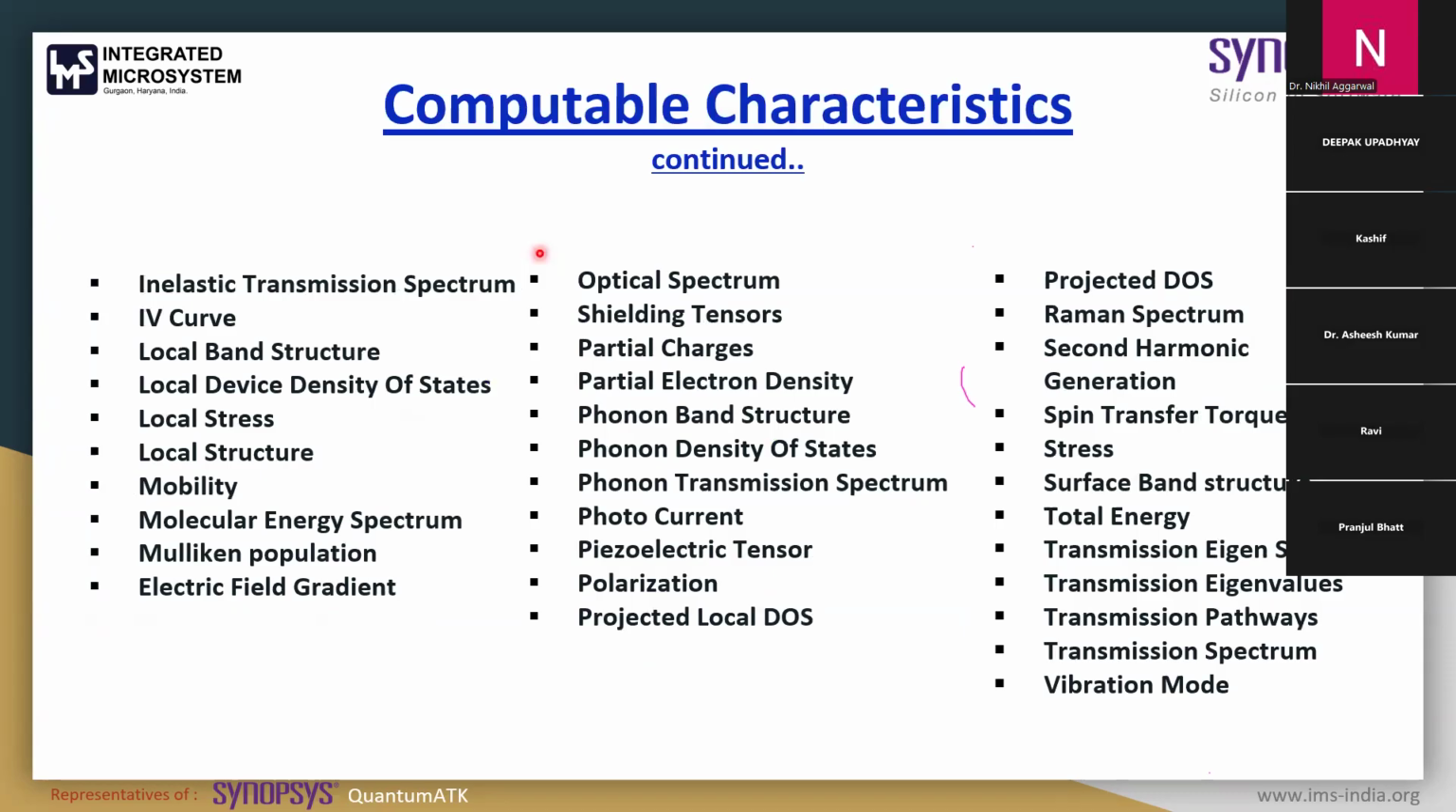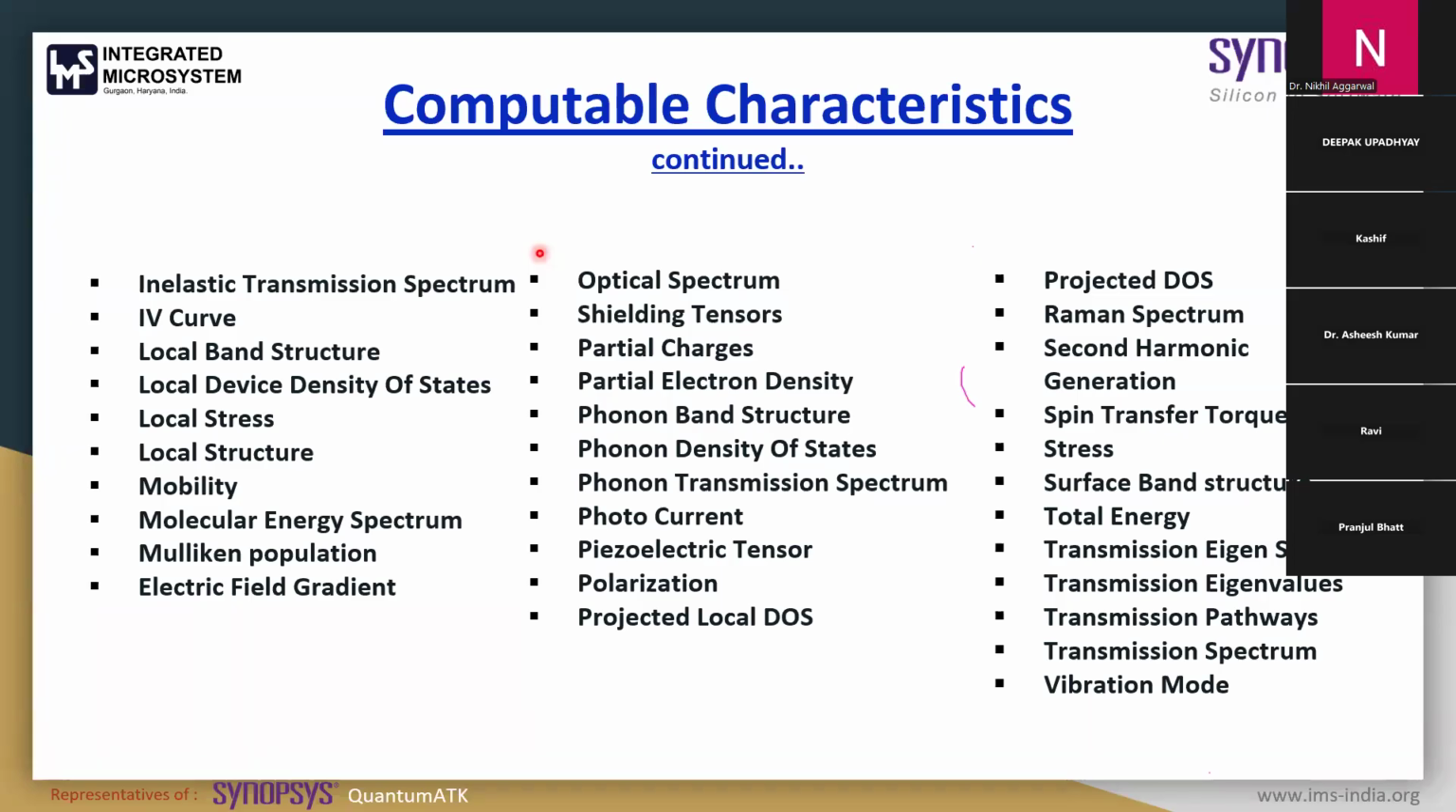We have got inelastic transmission spectrum, IV curves, local band structure, and local density of states, local stress, mobility, molecular energy spectrum, Mulliken population, photocurrent, piezoelectric polarization, partial electron density, partial charges, Raman, DOS, partial DOS, spin transfer, total energy, transmission, eigenstates, vibrational mode. Good. Yeah, please continue.